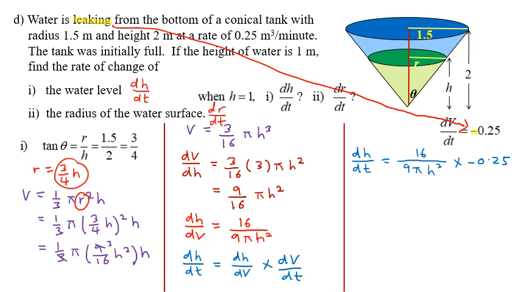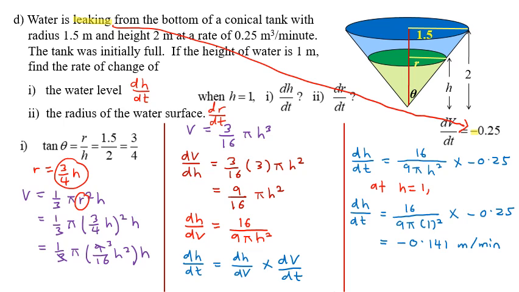So we just substitute these two, dH/dV and also negative 0.25, that is dV/dt. And then don't forget also at h equals 1. So substitute h with 1. So calculate using your calculator. So at the end, our dH/dt is negative 0.141 meter per minute.